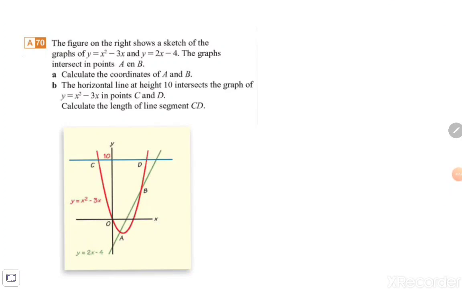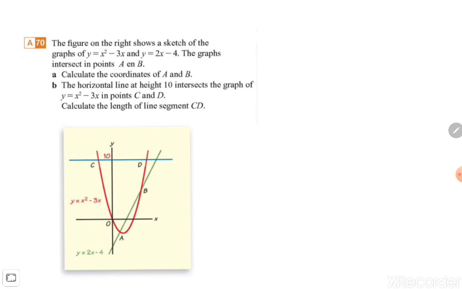Here is exercise 70, where we're gonna explain again how to calculate the coordinates of 2 points from the intersection points of 2 lines. They already gave you a quadratic formula, y is x squared minus 3x, and a linear formula, the green line, y is 2x minus 4. They will intersect in points A and B. The question with A is to calculate the coordinates of A and B.